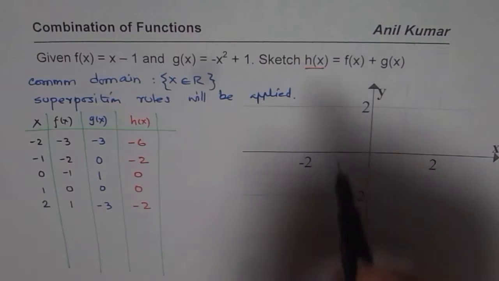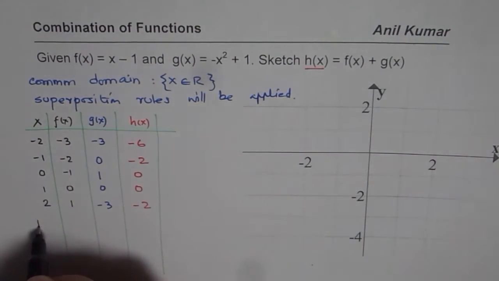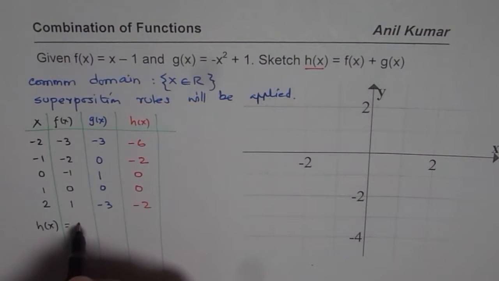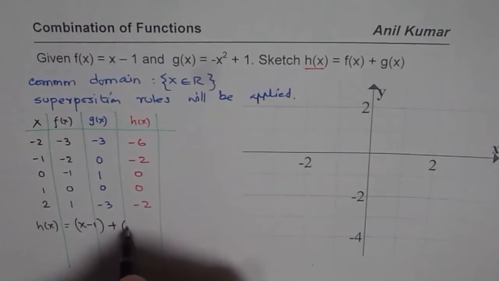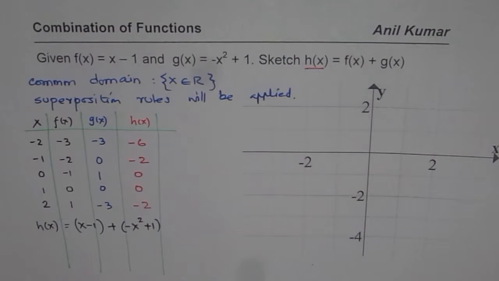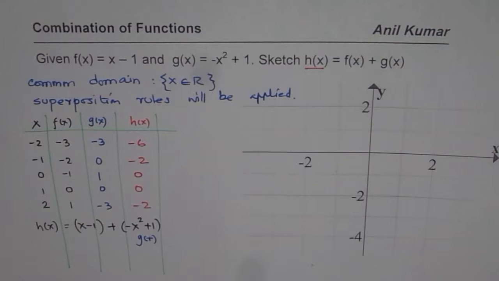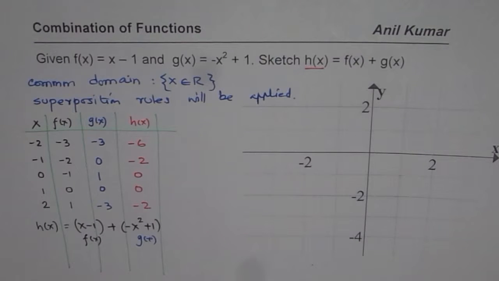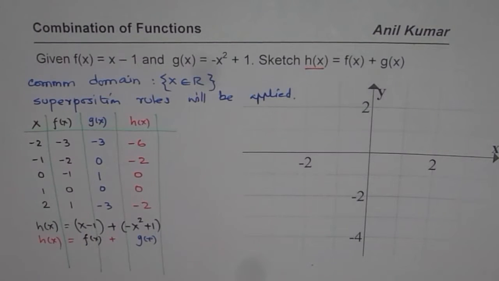What I will do here is also find h of x by combining these two functions. So let me write h of x as f of x, which is x minus 1, plus g of x, which is minus x squared plus 1. Basically, what I did at this stage was add g of x with f of x. So when I added them up, what I got was h of x. This is what I'm trying to find out.